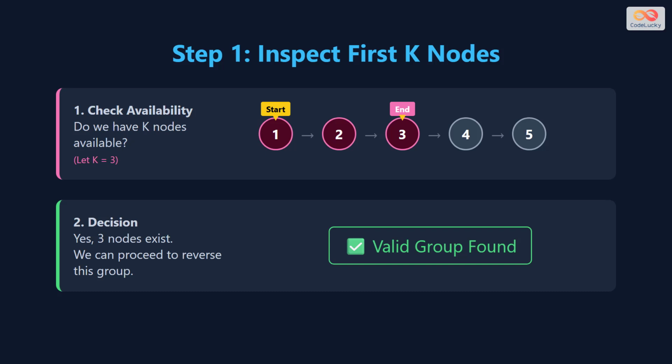The first step in our algorithm is to verify if we even have K nodes to process. We traverse forward from our current position. If we find K nodes, we proceed. If we reach the end of the list before counting K nodes, we stop.